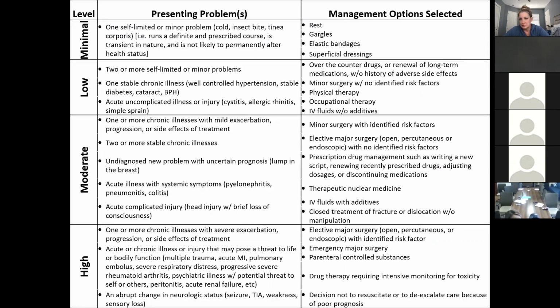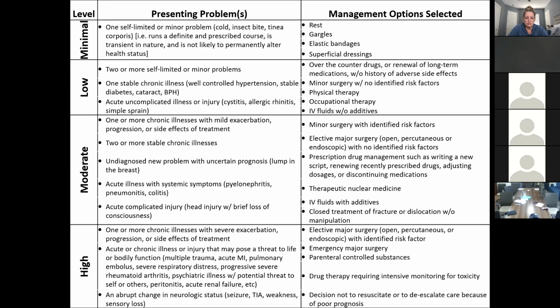The last element of MDM is the table of risk, and this is an abbreviated table that we use because the middle column would just make this too small for you to read, and we seldom find that it's useful. So the minimal problems, 99212, is a self-limited or minor problem, something that's going to be resolving on its own with rest, gargles, hydration.